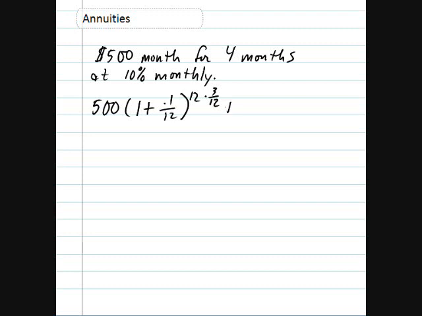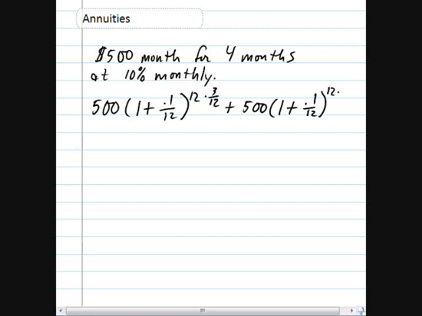Then we will add to that the $500 placed at the next month. Now that $500 will also earn compound interest, but it only earns interest for 2 months. We also have the third payment, which will earn compound interest, but it'll only earn it for 1 month. And finally, we have the last payment, which is made just before the account becomes due, so it doesn't earn any interest.